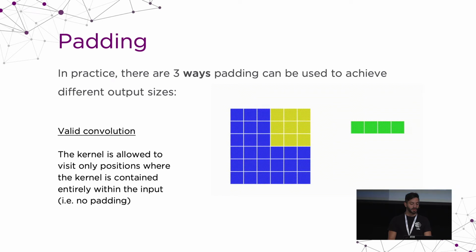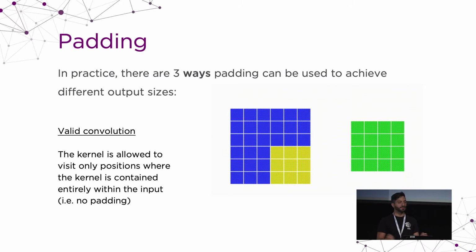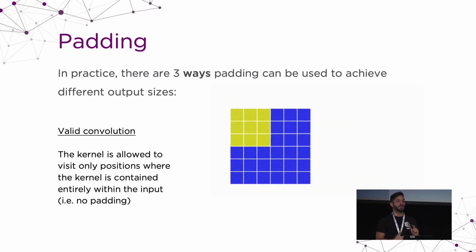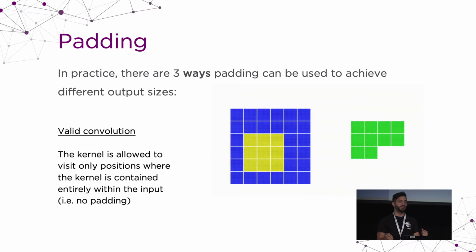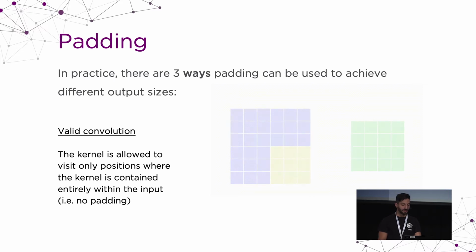The first one is what's called a valid convolution. So you do enough padding to make sure that your convolution is valid. In this case, what that means is the kernel is allowed to visit only positions where the kernel is fully contained within the image. So really, we can translate this as no padding whatsoever. So when you're implementing your convolution, you have a padding parameter, and you can set it as valid, and usually that will mean that no padding will happen.